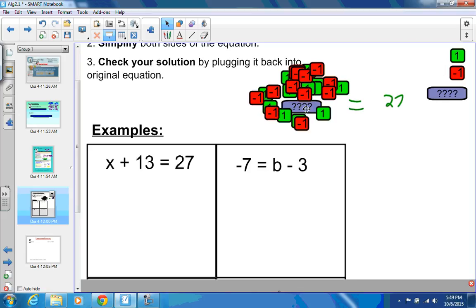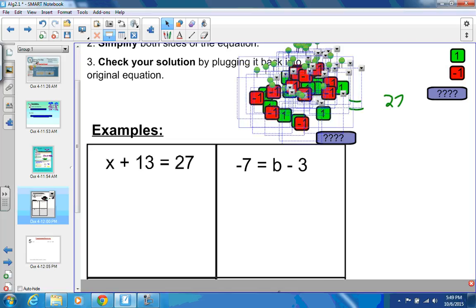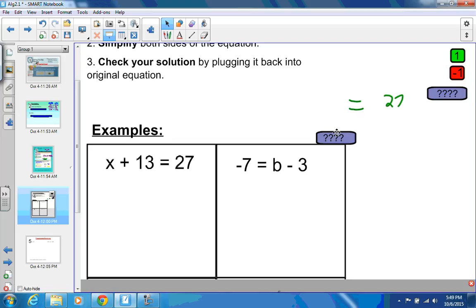Now the nice thing about that is that anytime you add 13 ones and negative 13 ones, or subtract 13, they all go away. And we're just left with whatever our question mark is equal to, but our balanced equation is not balanced, so we have to subtract 13 over here as well.